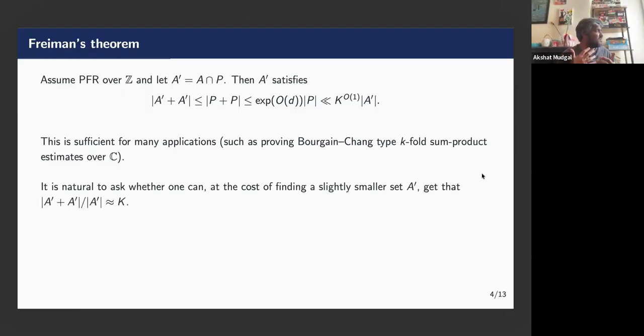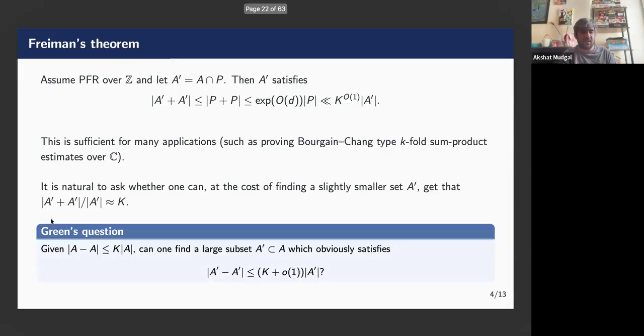But from a purist point of view, it could be very pleasant to have a Freiman type theorem which says if I start with my doubling bounded by K, I can find a large subset, maybe not as large as what PFR gives me, but a large subset whose doubling is pretty much exactly K. So I start with a doubling K, I get some structural information about my large subset, and just by trivially using the structural information, I get that the doubling of my new set is at most K. It would be very nice to have something like this.